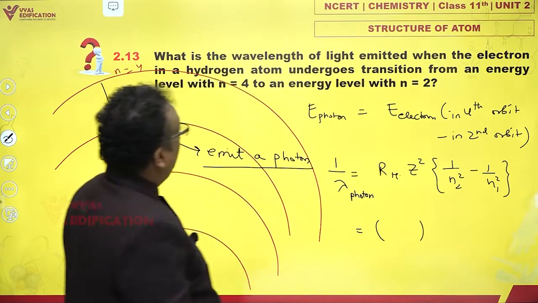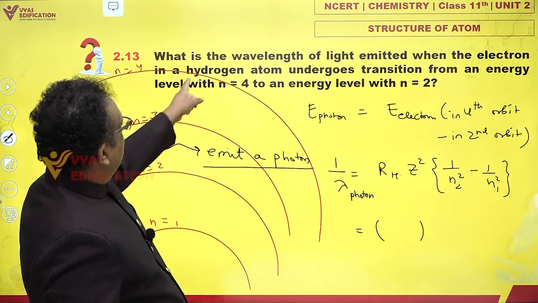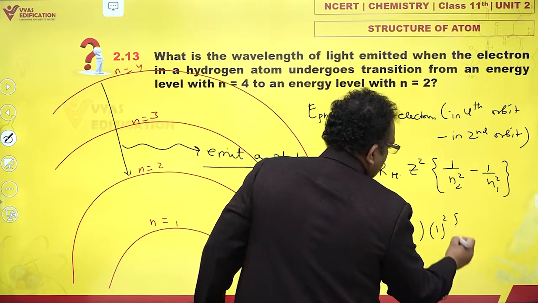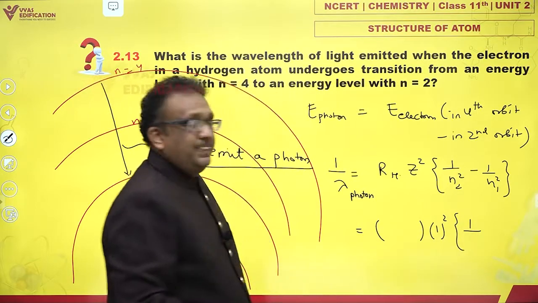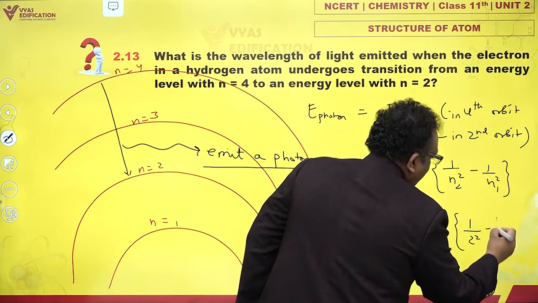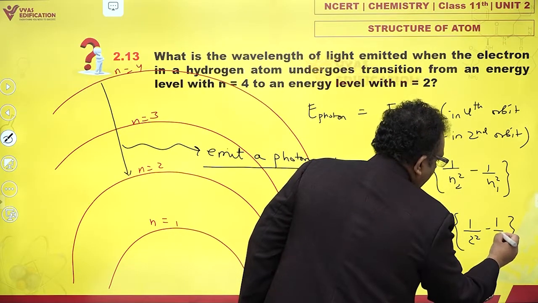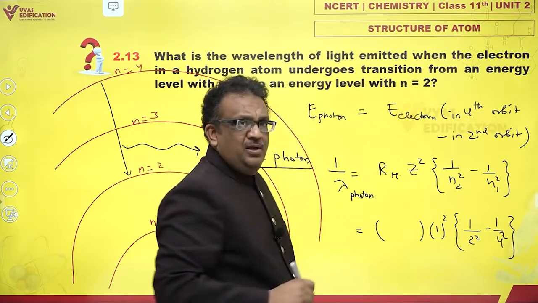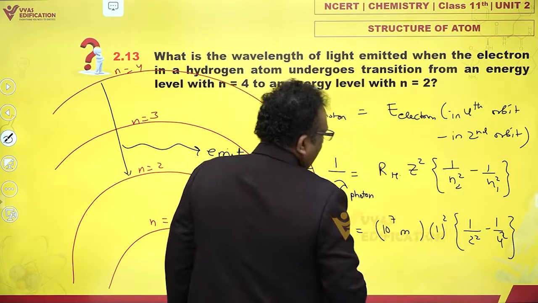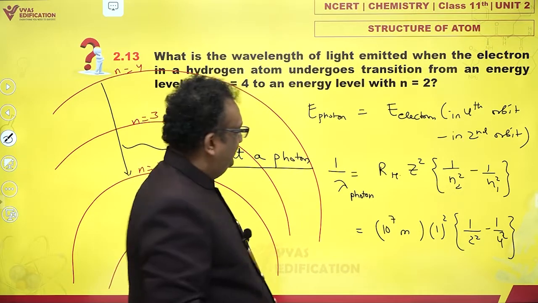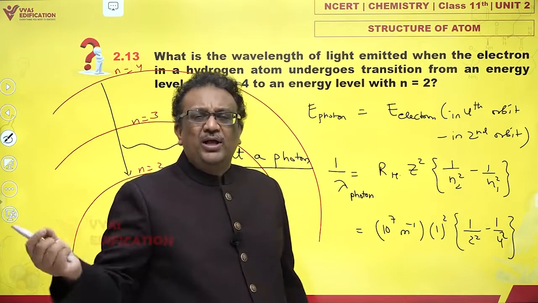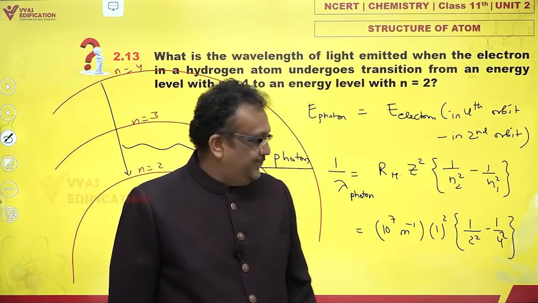Z. Now, this is a hydrogen atom, so Z is equal to 1 because Z represents the atomic number. 1 upon n2 square, where it has jumped to 2. So, 1 upon 2 square minus 1 upon 4 square, as it has come from n equal to 4. Rydberg's constant is approximately 10 raised to 7 per meter. Approximately. Actually, it is 1.097 something, but roughly this.